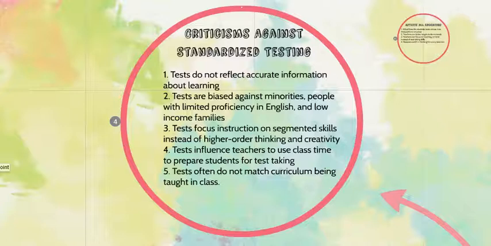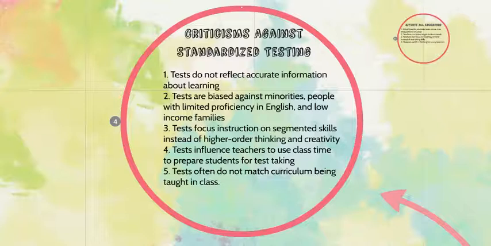So, criticisms against standardized testing, pretty much the opposite of authentic assessment, would be that tests don't really reflect accurate information about learning. It's just more about regurgitating information. They're also pretty biased against minorities or people with limited English and low-income families. A lot of the tests are only in English, and a lot of lower-level readers or non-English speakers wouldn't be able to read a lot of those tests, which gives them an unfair disadvantage.